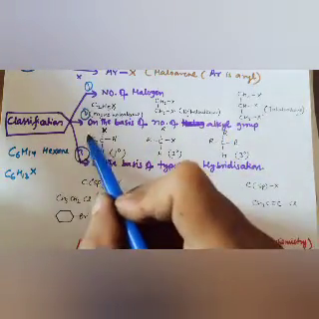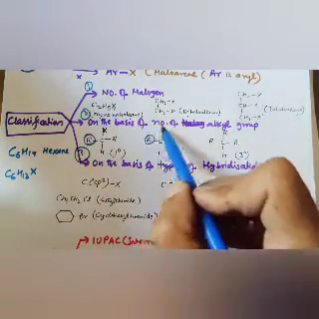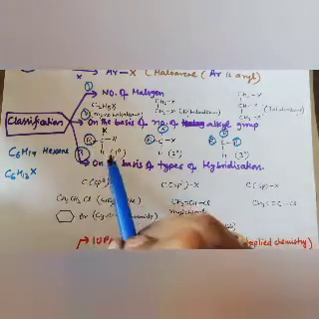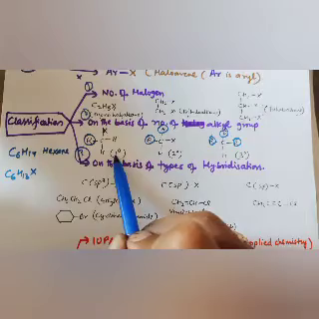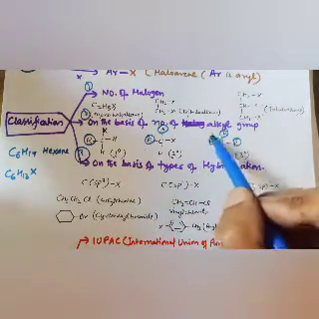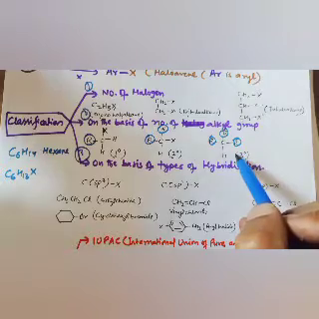The number of alkyl groups is this R. Here is 1, here 2, here you can see 3. If there is one alkyl, it is called a primary haloalkane. If there are 2, it is a secondary haloalkane. If 3 R are there, that is called a tertiary haloalkane.